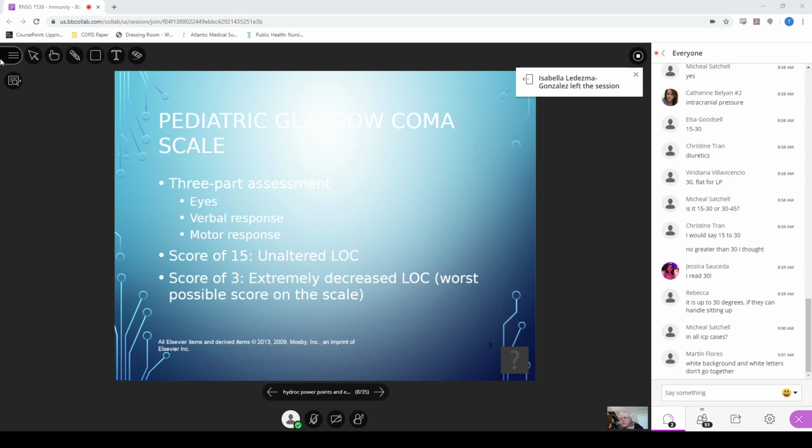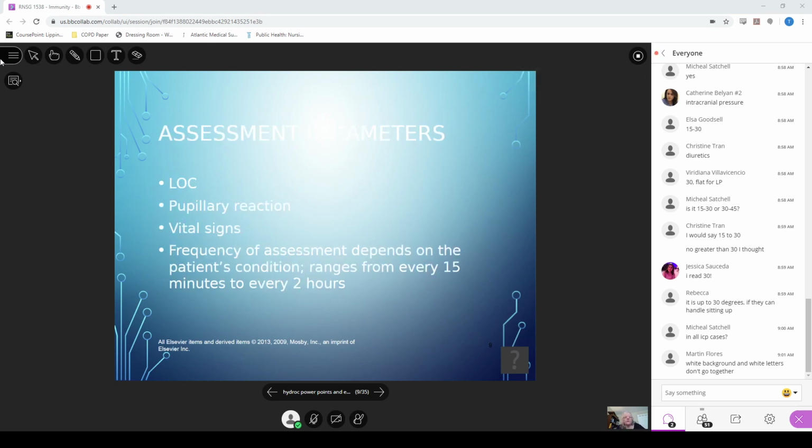You all can read through here. At the end of this is also grief and end of life, and we'll talk about that next week.